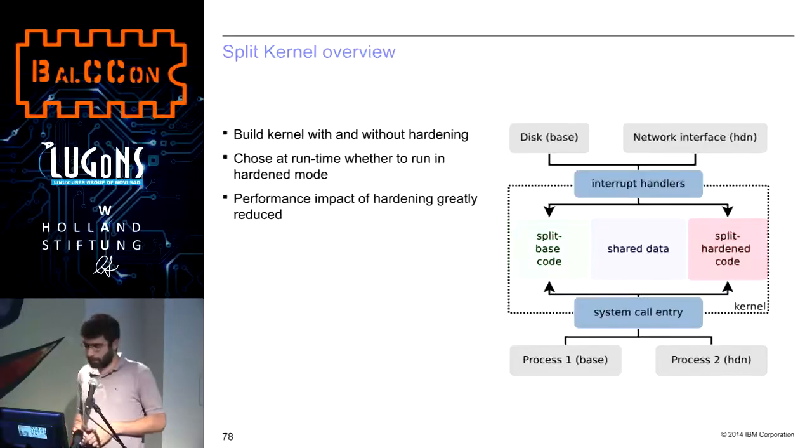So instead of traditionally building the kernel, we build each of the objects that comprise the kernel in two versions. The first version of the kernel is built as it would normally be, and the second version is built with hardening features enabled in the code itself. We put these two together with a modified build system, and that enables you to choose at runtime whether you want to run in the hardened mode or not.